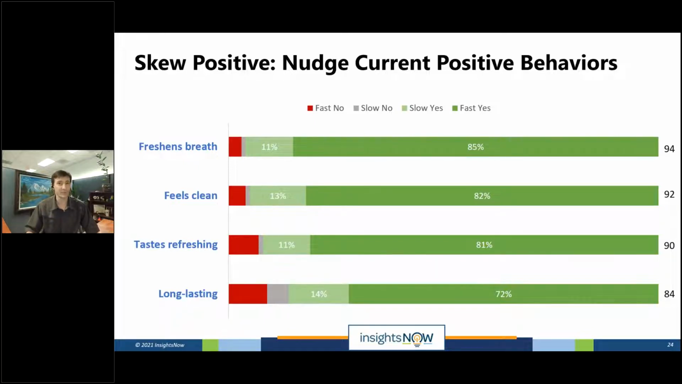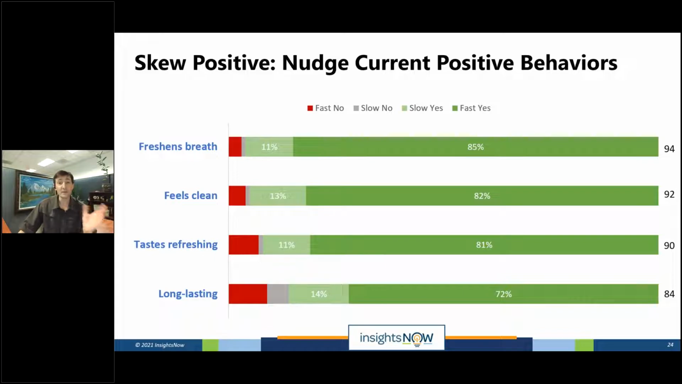Yes, that's what I want. That's relevant to me when I'm brushing my teeth at night. My mouth feeling clean, the fact that it's tasting refreshing, the fact that it's going to be long lasting, all of those things are intuitive, positive responses. And I put the overall 100-point score on the right-hand side if you're curious what that number is. So you can see those are the ones that score high on the scale.